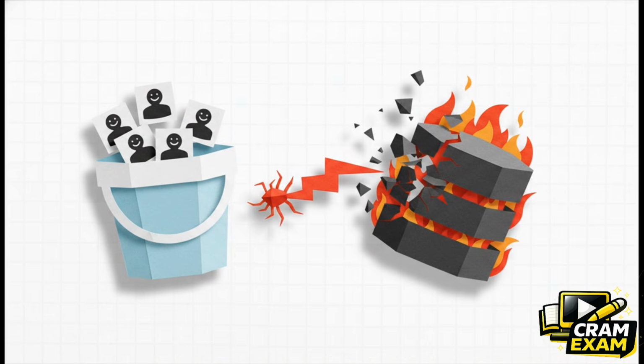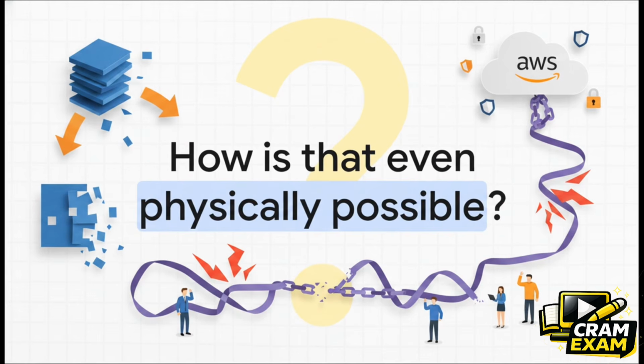Picture this scenario. You deploy a Lambda function that is simply supposed to read profile pictures from an Amazon S3 bucket. At first, the code works perfectly. But a week later, a completely unexpected bug in that exact same function accidentally executes a delete command and permanently wipes your entire production DynamoDB table. We're talking total failure, massive downtime, and a whole lot of lost money. So you have to ask yourself, how is that even physically possible?